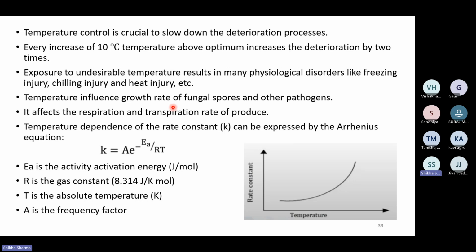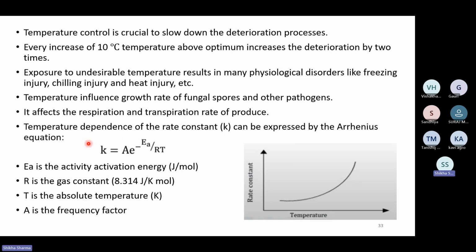Temperature influences the growth rate of fungal spores as well, pathogens. Obviously, at high temperature or around ambient condition, the growth will be very high. Temperature also affects the respiration and transpiration rate of the food product.